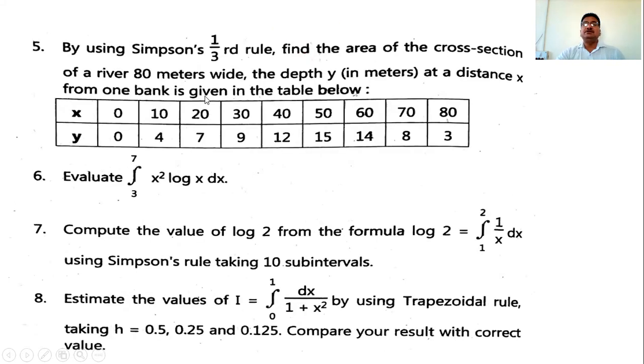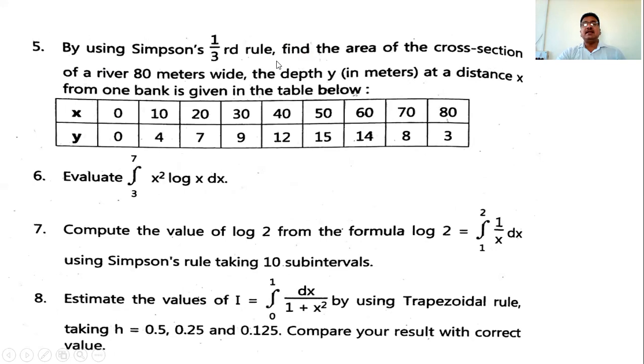Then the next problem is on Simpson's rule for area bounded by a section. Find the area of the cross section of a river 80 meters wide, with depth y in meters at a distance x from one bank, given as follows.